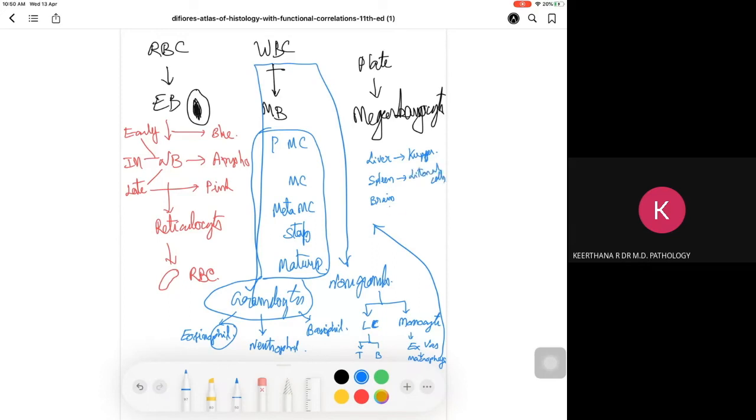Littoral cells. In the brain, they are microglia. In all other tissue, they are known as macrophage. So this is the monocyte macrophage system. This is the theory behind it. And the cell which we have not covered so far is mast cell. And the mature B cells will become plasma cells.